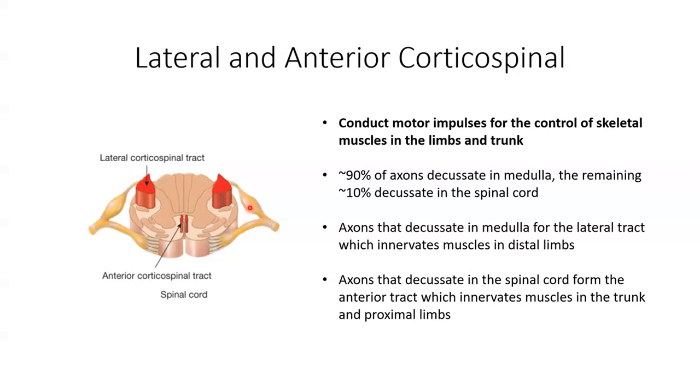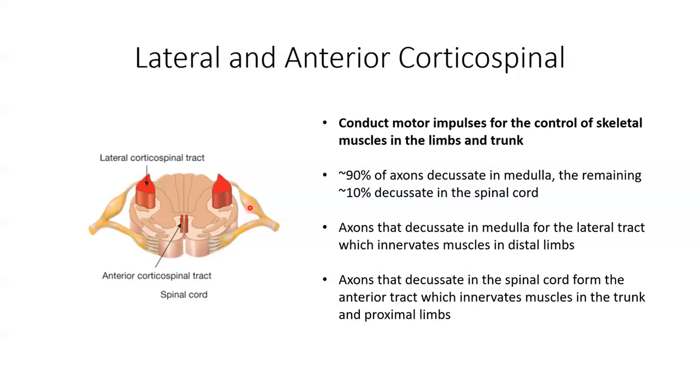These axons synapse with lower motor neurons in the spinal cord and then exit the spinal cord via a spinal nerve, where it innervates the skeletal muscle that controls movements of the distal parts of the limbs. So the distal parts of the limbs, like our hands and our feet, are responsible for quite precise, agile and highly skilled movements. So think about things like playing the piano or even buttoning up your shirt. It's quite a skilled, precise movement.